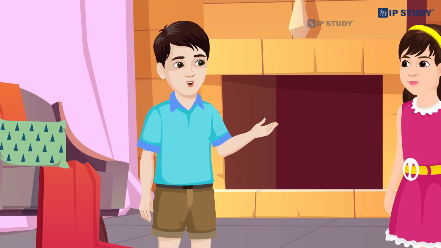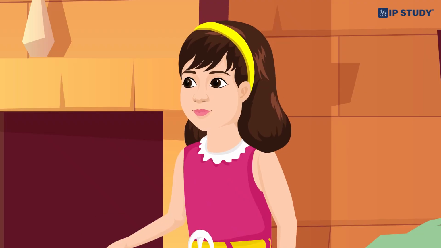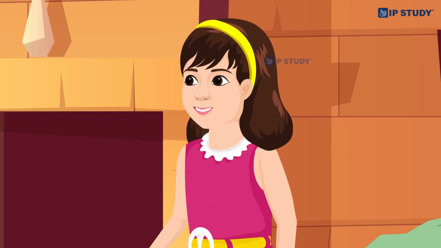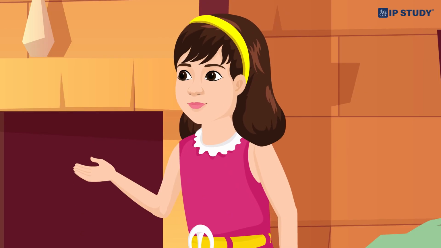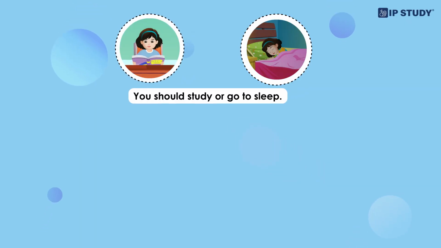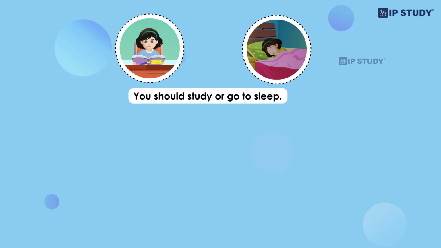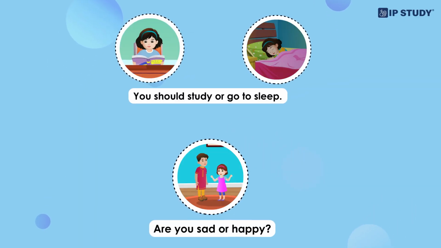Okay, Janvi, what about or? We use or when there are two or more things to choose from. You should study or go to sleep. Are you sad or happy?